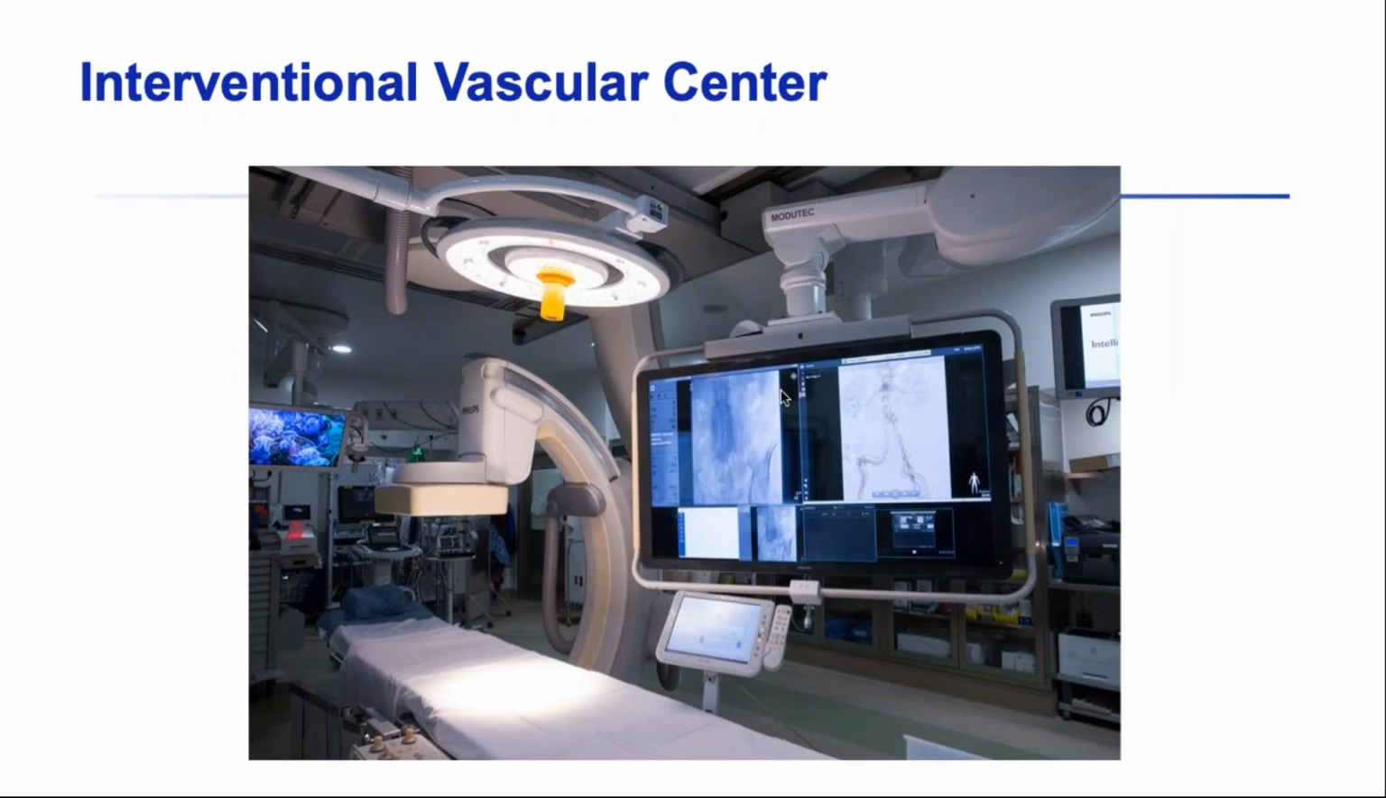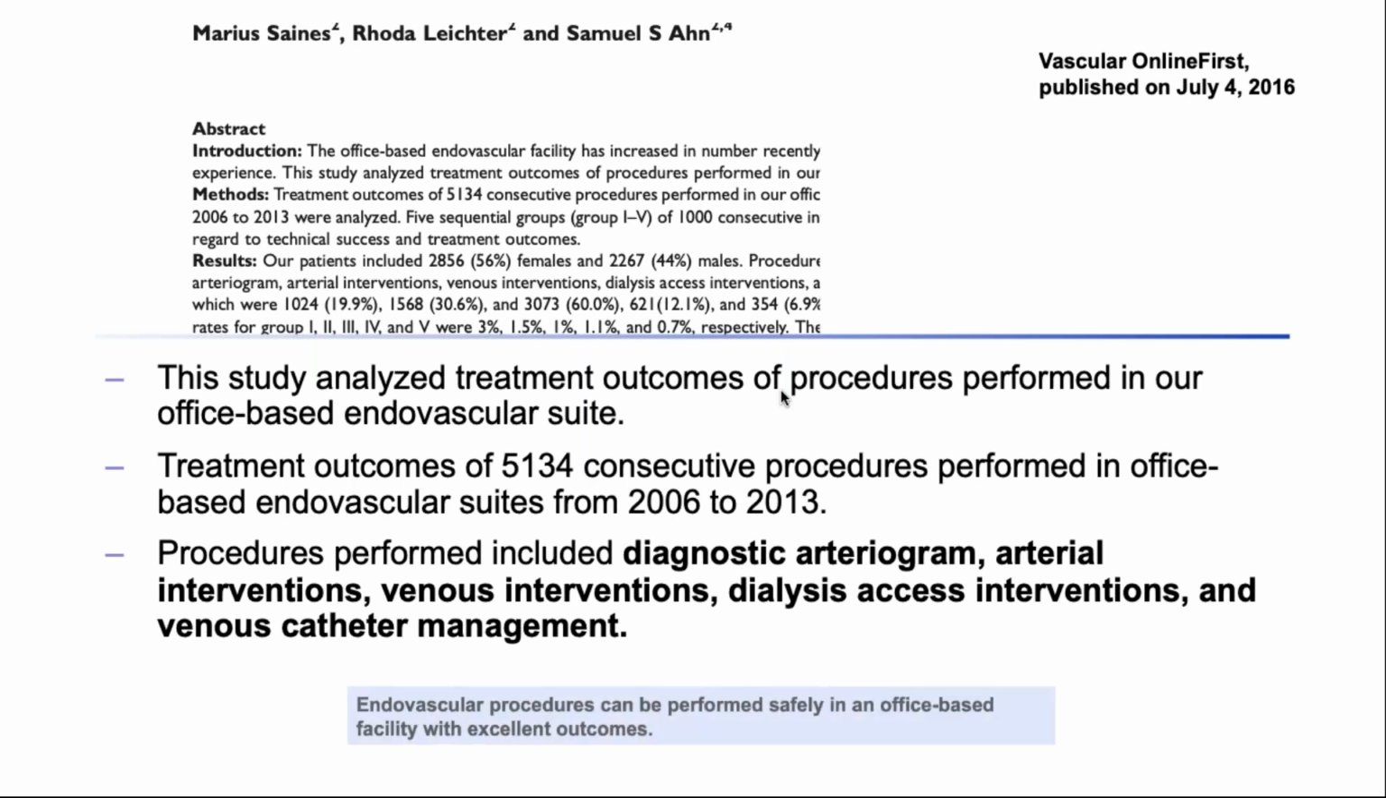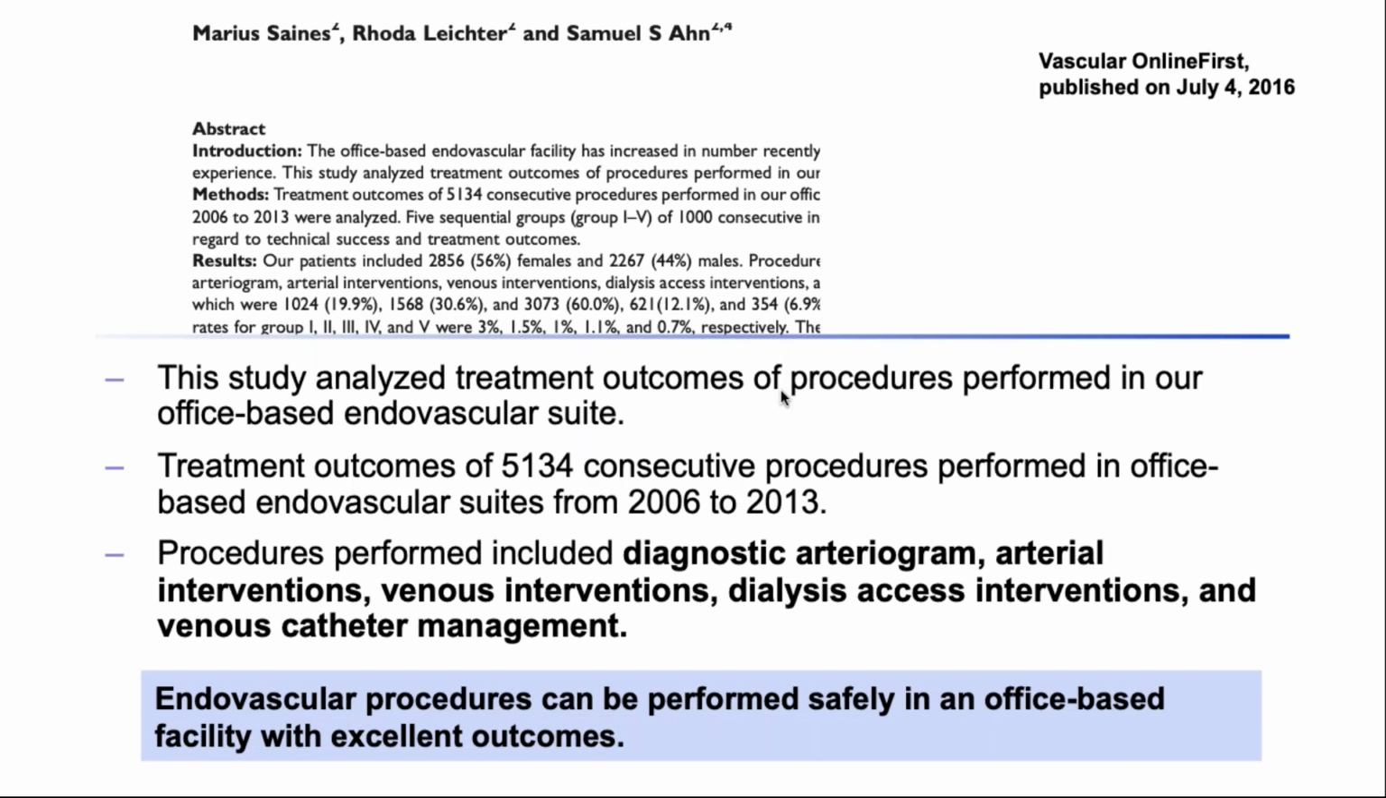In terms of interventional vascular procedures, this study came out in Vascular Surgery Journal. They looked at 5,000 consecutive procedures between 2006 and 2013, looking at diagnostic arteriograms, arterial interventions, venous interventions, dialysis access interventions, and venous catheter management. And the conclusion was that endovascular procedures can be safely performed in an office-based facility with excellent outcomes.